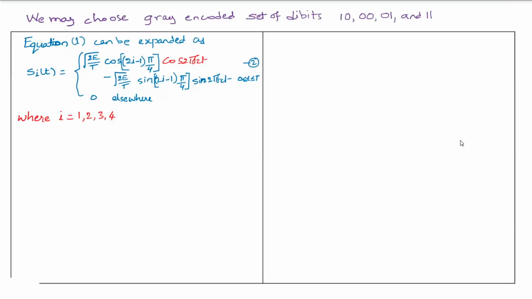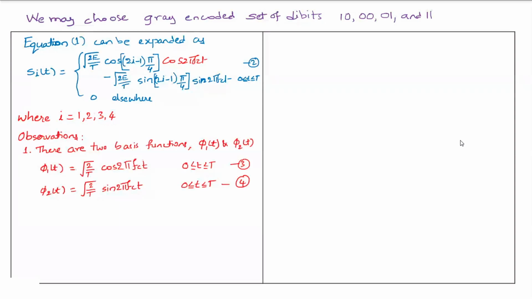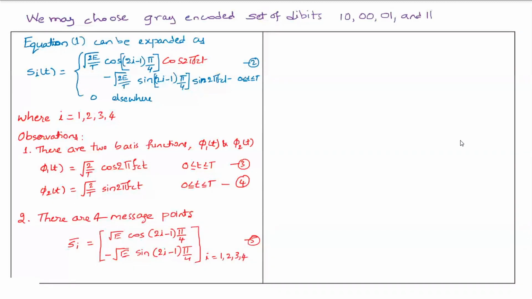So now i equals 1, 2, 3, 4. The observation we have is two basis functions. That means s_i of t can be expressed as a linear combination of two orthonormal basis functions. Whether it is s1 of t, s2 of t, s3 of t or s4 of t, we can express it as a linear combination of two orthonormal basis functions, phi 1 of t and phi 2 of t. So we get 4 message points then.